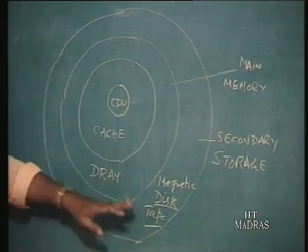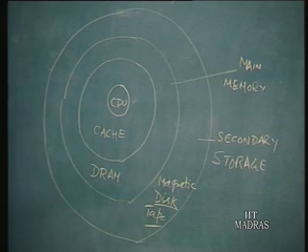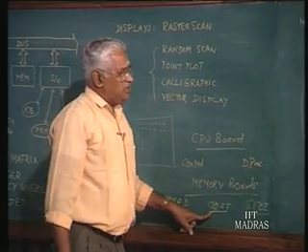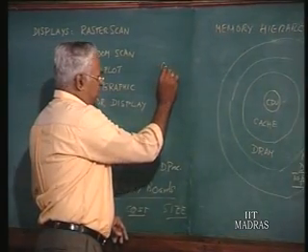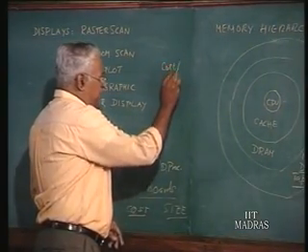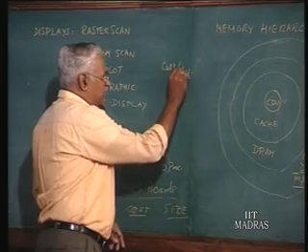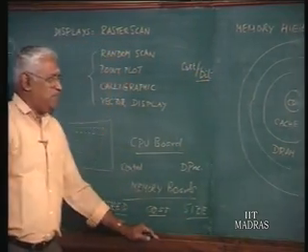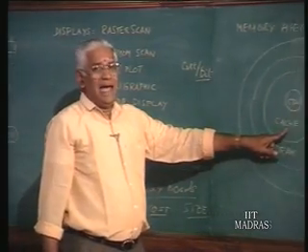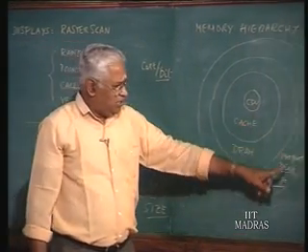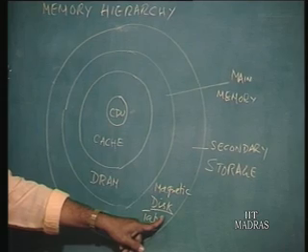Now, if you work out the cost part of it, usually what is indicated is the cost per bit of storage. What is a bit? Binary digit, okay, 1 bit, 0 or 1. Cost per bit will be indicated. The cost per bit will be the highest here and the lowest here.